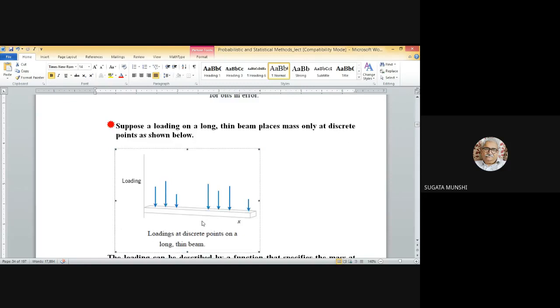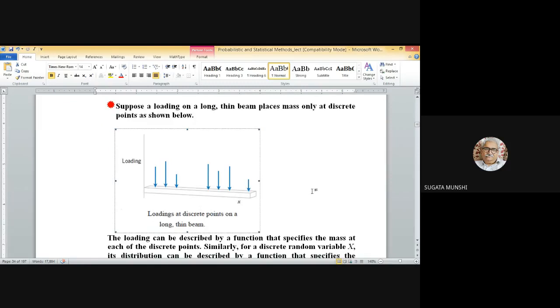I hope you have drawn it. So this is an arbitrary example of a beam being suspended from a support. So distance from the support is represented by small x, and these are the loads applied, mechanical loads or masses applied at different discrete points along the beam.